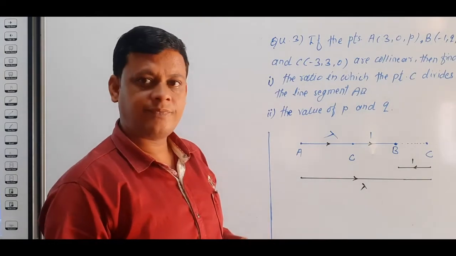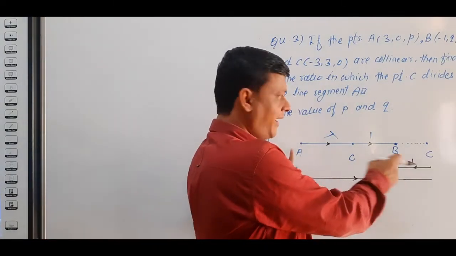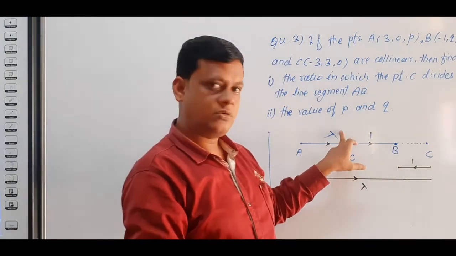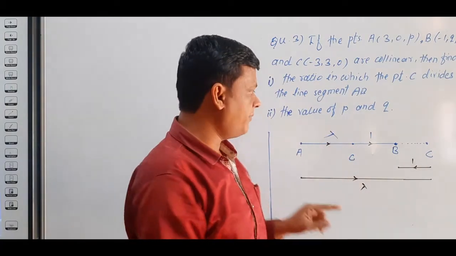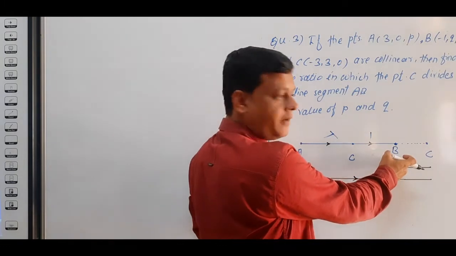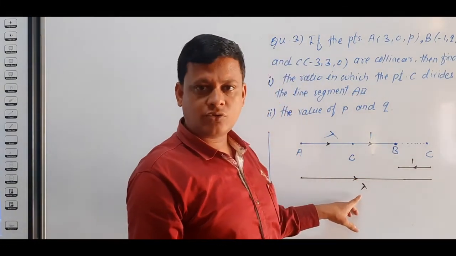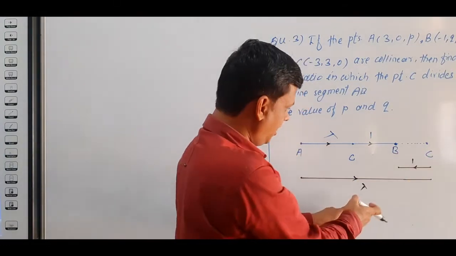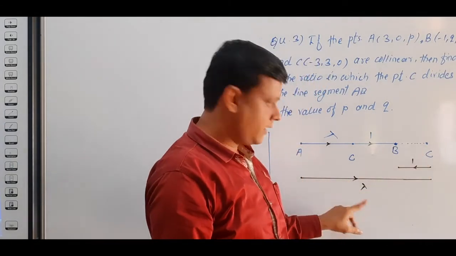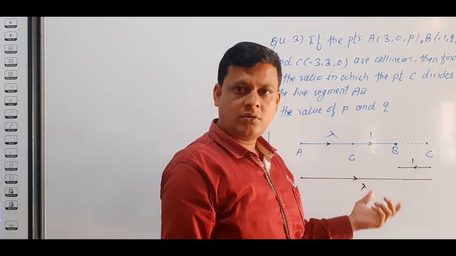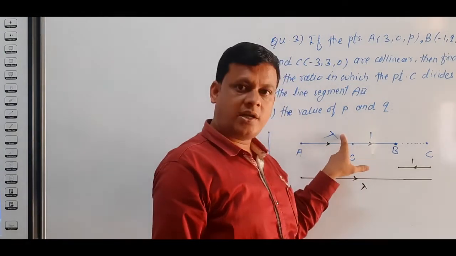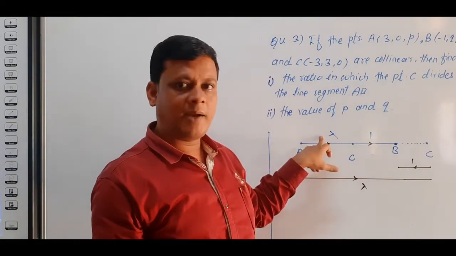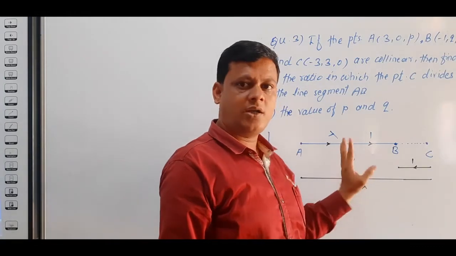So we consider here that point C divides this seg AB in the ratio lambda is to 1. So when we get lambda positive, that means that point C lies between A and B. If we get lambda negative, that means that point C divides this seg AB externally in the ratio lambda is to 1, then we get the ratio negative. When it is divided internally, then we get the ratio positive. That means the value of lambda decides whether the point divides internally or externally.